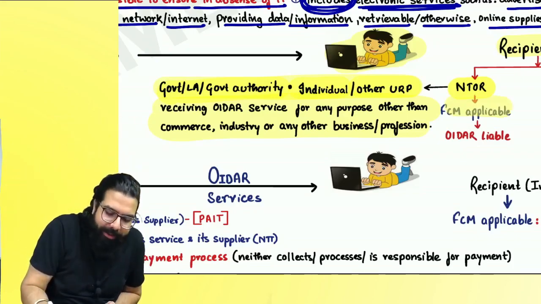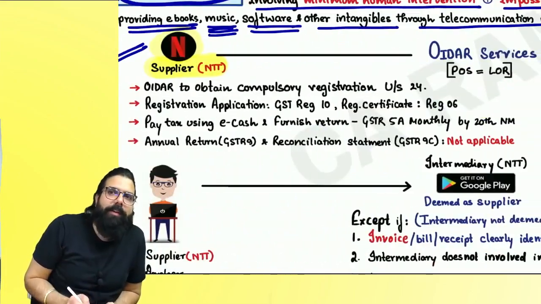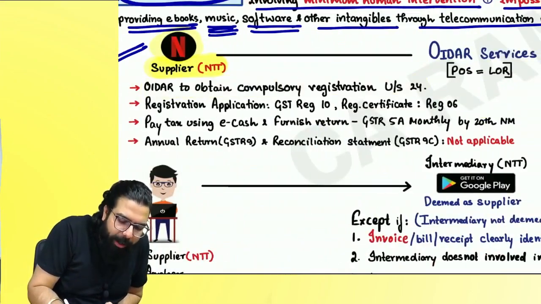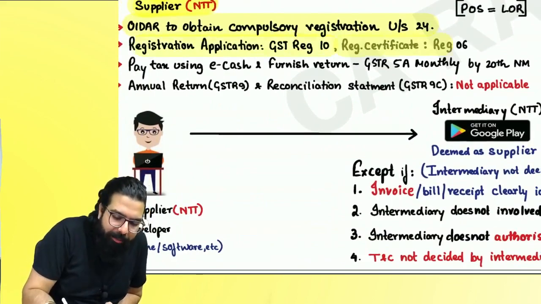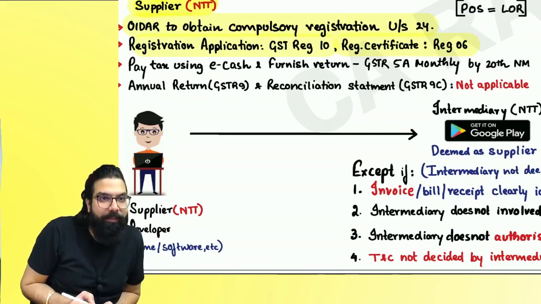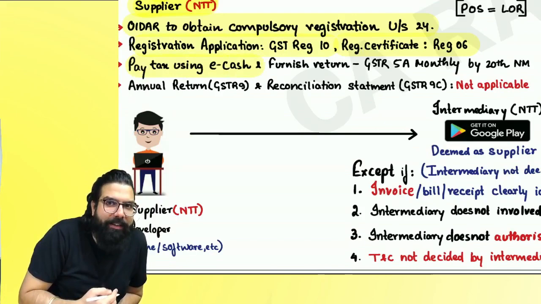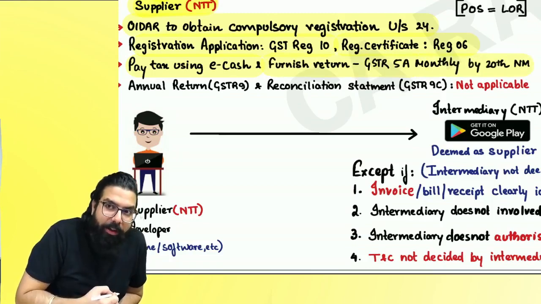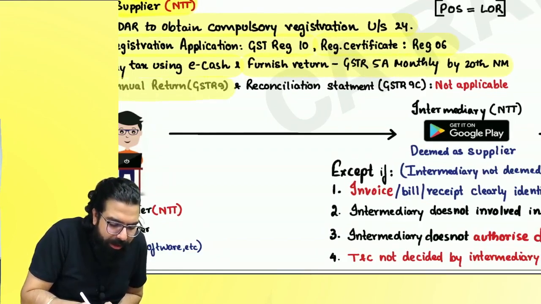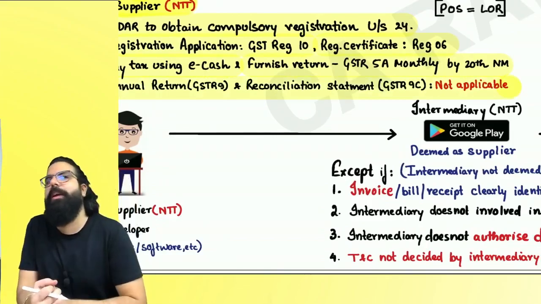Can I go ahead? In that scenario, forward charge mechanism will be applicable. And whenever forward charge mechanism is applicable, OIDR is required to take compulsory registration in India. The registration application is REG 10 and he will be given a certificate in REG 06. I'm telling you everything. He will have to pay tax using his e-cash ledger, no ITC, and furnish the GSTR 5A monthly return by 20th of the next month. Annual return is GSTR 9A and reconciliation statement, they are not applicable on an OIDR.